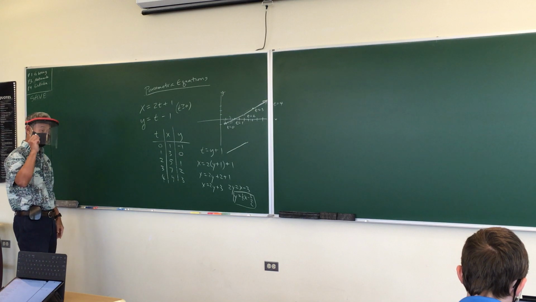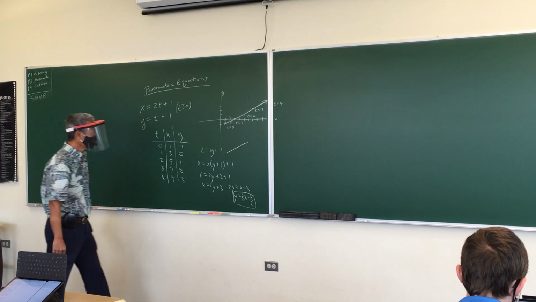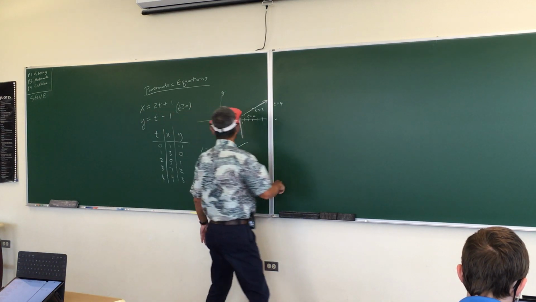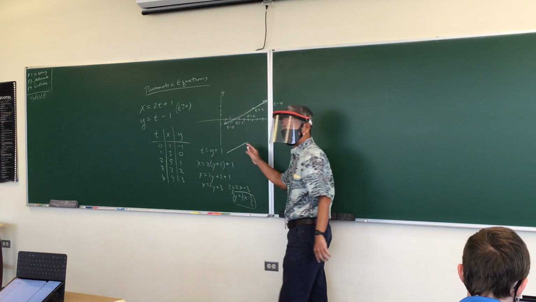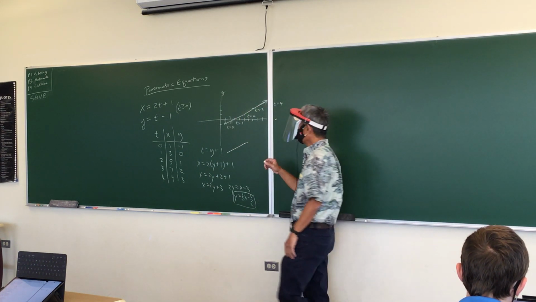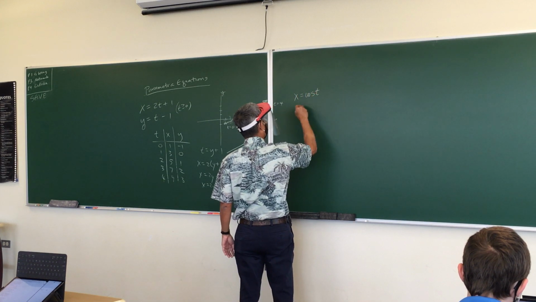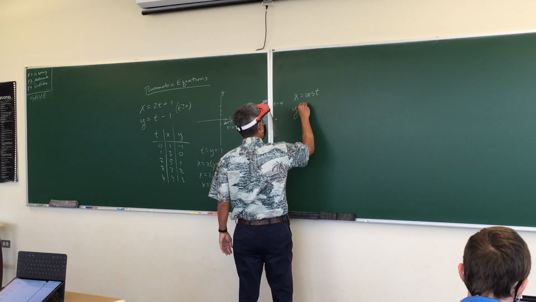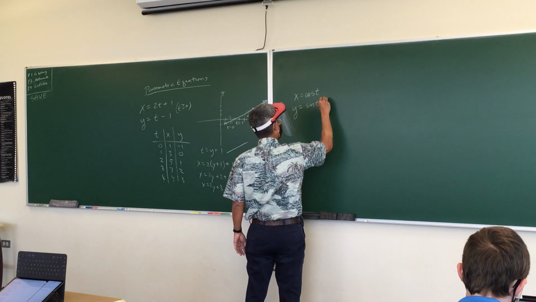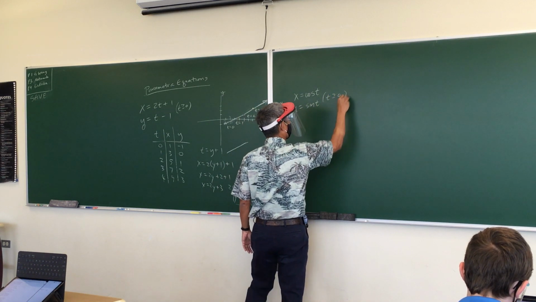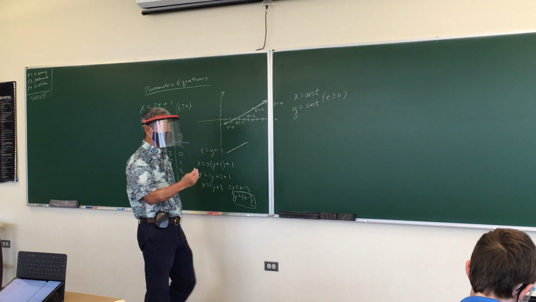Okay, now we're going to kick it up a notch. Any questions on this before we get into the tougher stuff? Here we go. x equals cosine t. There's going to be a lot of trigonometry. y equals sine t. And let's say t is greater than or equal to 0. So that means t is time.